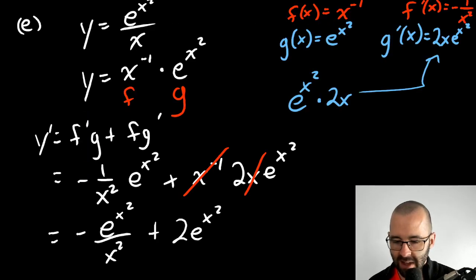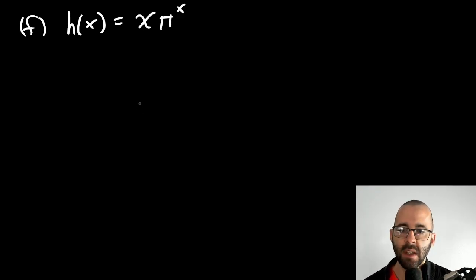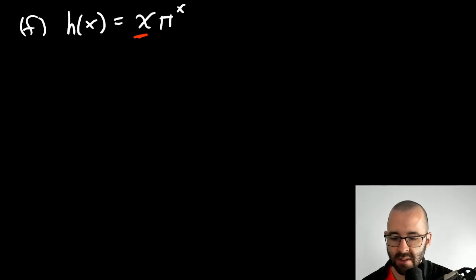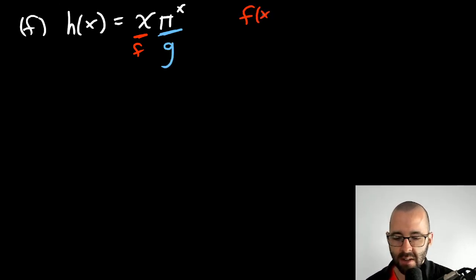So, all right, last problem, part F. F is for fun. Nothing new here, just trying to give you guys more practice problems. x times pi to the x. So again, this is a function getting multiplied by another function. Both of these things that are getting multiplied by each other have x's. We are going to have to use the product rule. So just like before, we go off to the side.